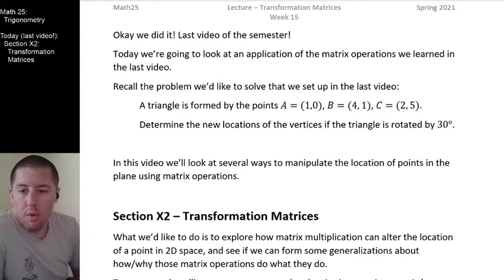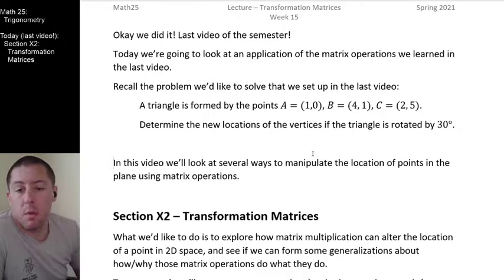That was sort of like our goal for this week to be able to answer. In the previous video, we were looking at this problem here. A triangle is formed by these 3 points in space. What we would like to do is determine how we can go about rotating those 3 points in space by a certain number of degrees.